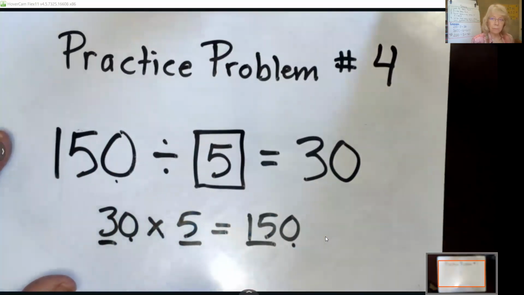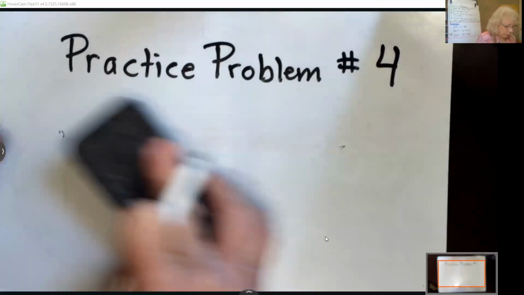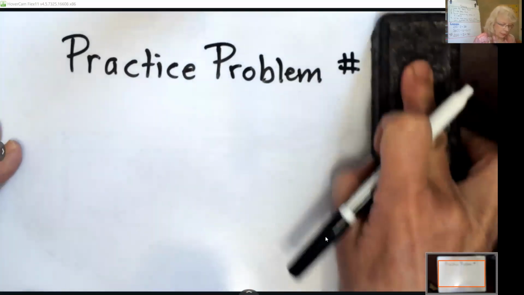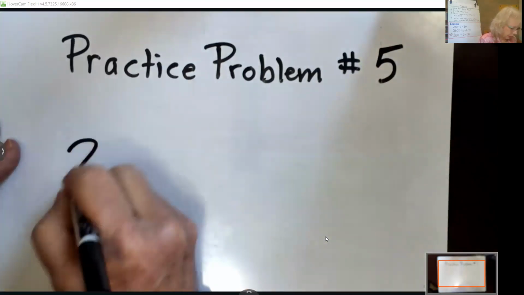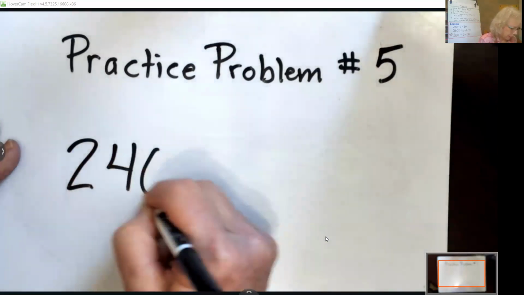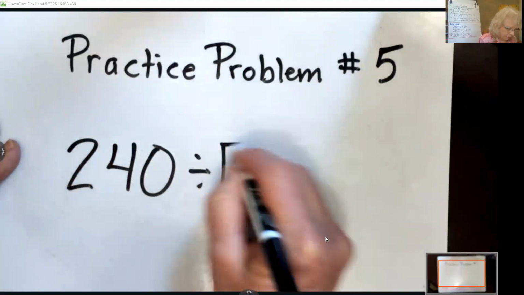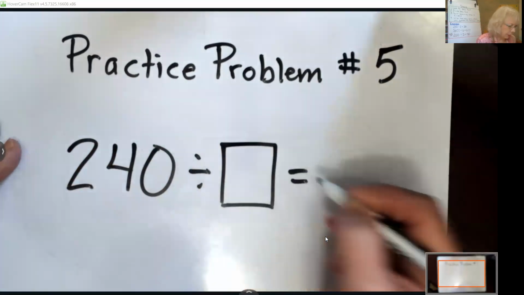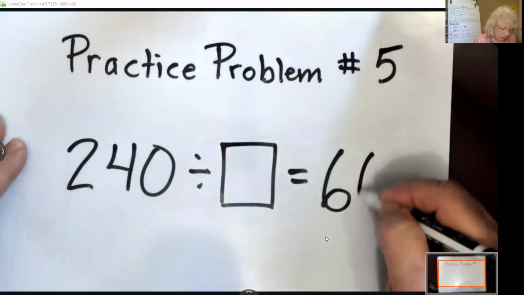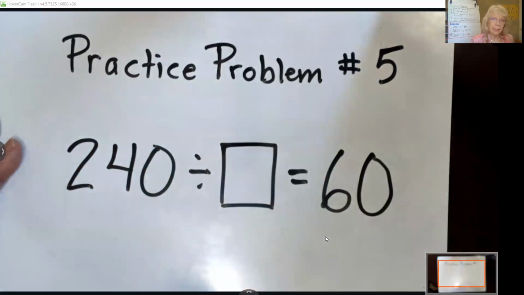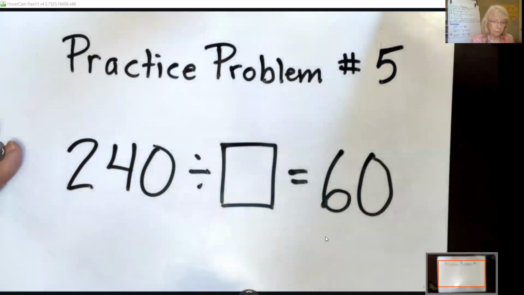Let's try one more missing. We're missing the divisor in these. Okay, so here we go. Last one, 240 divided by a missing number, or unknown number is how we often say it, equals 60. Okay, pause the video, see if you can work it out.